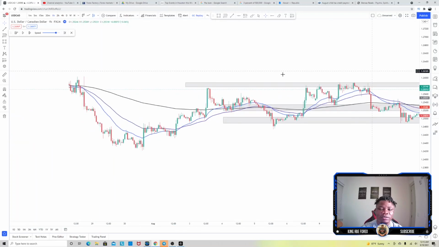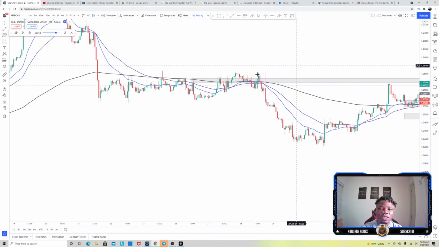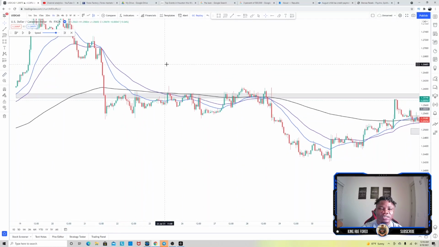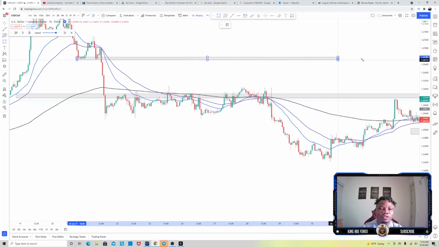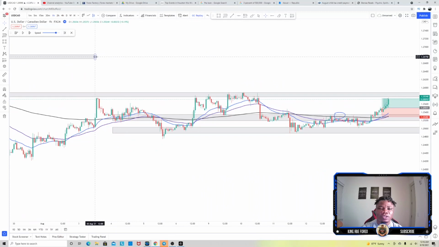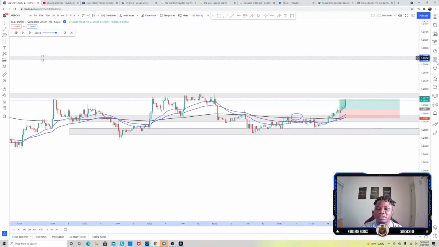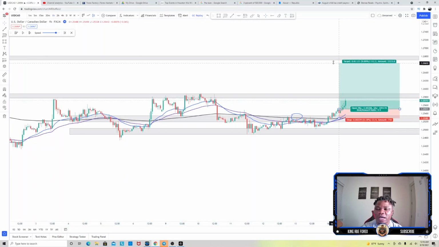Now if you need another zone, you just do the same thing. This time around, we keep looking to the left-hand side for a potential target. I can see that I can potentially target this zone over here too, because we had a rejection right over here before price eventually dropped. So now we have to take profits. Now let's take a look and see how this trade played out.